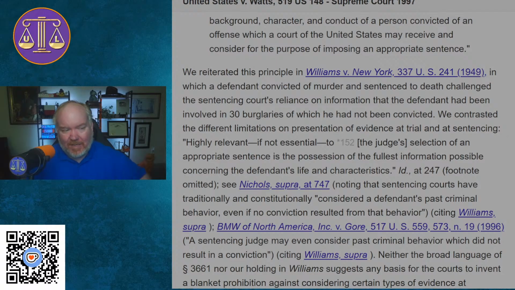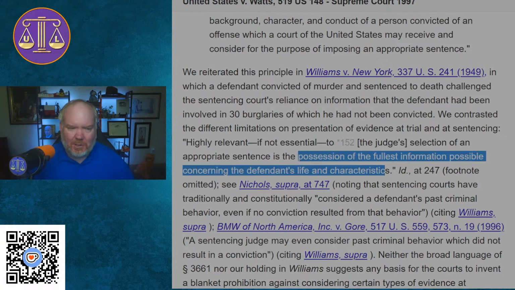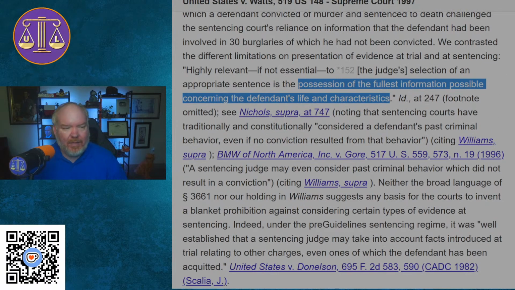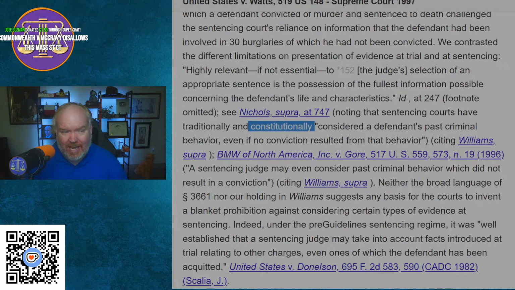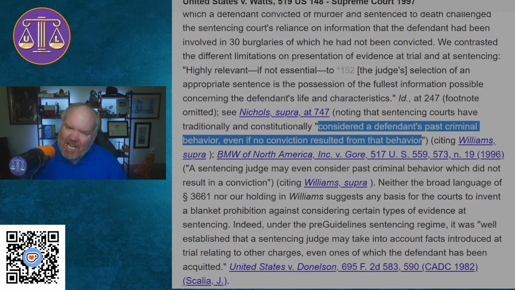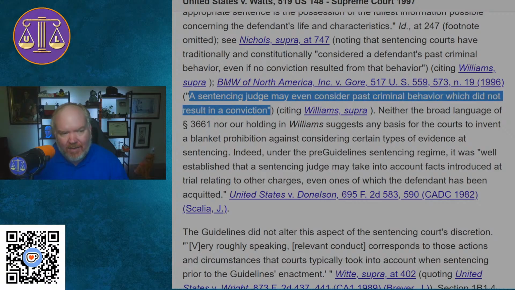We contrasted the different limitations on presentation of evidence in trial and sentencing, saying, quote, highly relevant, if not essential to the judge's selection of appropriate sentences, is possession of the fullest information possible concerning the defendant's life and characteristics. And then they also cite a case, Nichols, noting that sentencing courts have traditionally and constitutionally considered a defendant's past criminal behavior, even if no conviction resulted from that behavior. Yeah, no conviction, no problem. Citing a case, BMW of North America versus Gore, a sentencing judge may consider past criminal behavior that did not result in a conviction. No conviction, no problem.